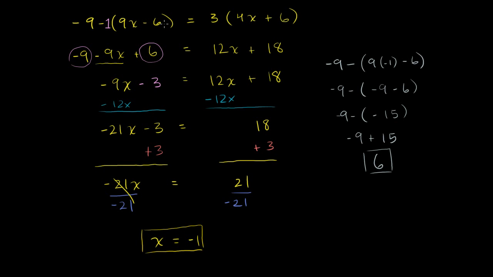So let's see what happens when we substitute negative 1 into the right-hand side of the equation. We get 3 times 4 times negative 1, plus 6. And so that is 3 times negative 4 plus 6. Negative 4 plus 6 is 2. So it's 3 times 2, which is also 6. So when x is equal to negative 1, you substitute here. The left-hand side becomes 6, and the right-hand side becomes 6. So this definitely works out.